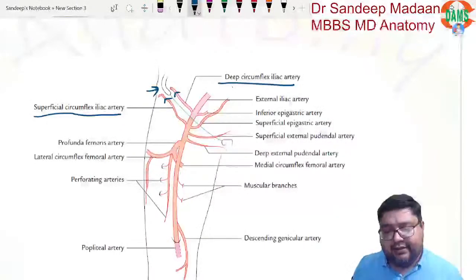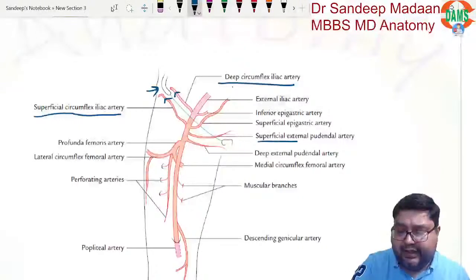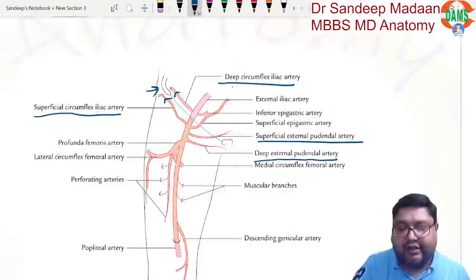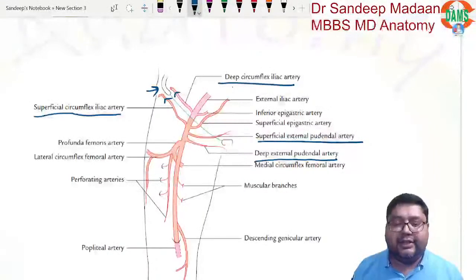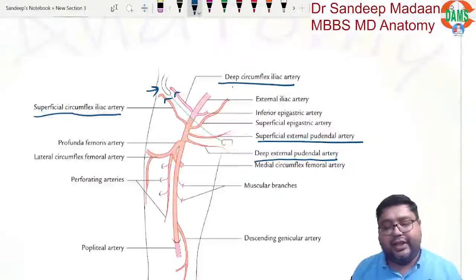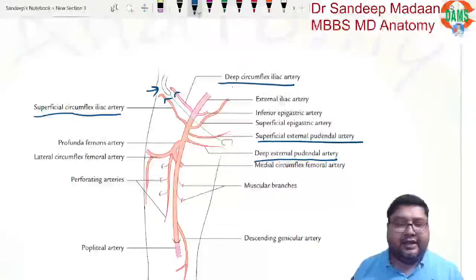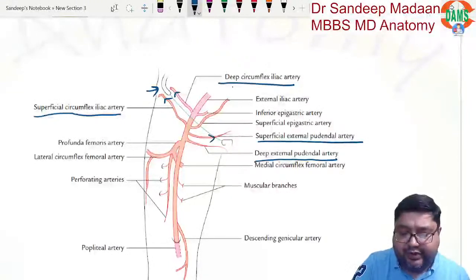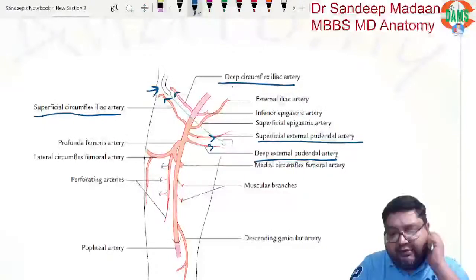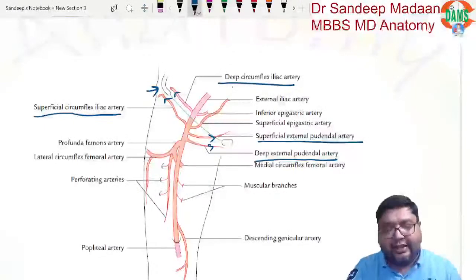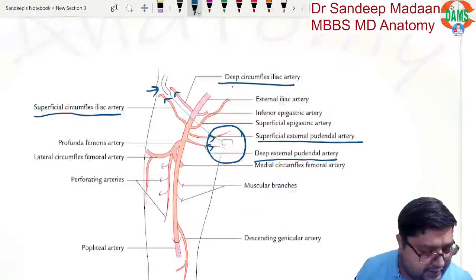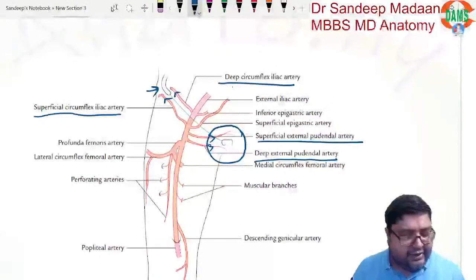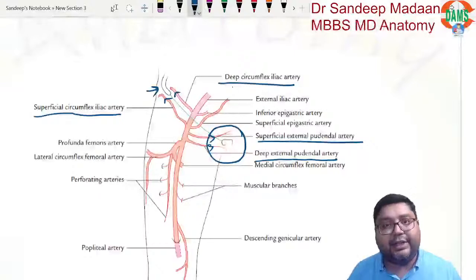Then we have superficial external pudendal and deep external pudendal. What is pudendum? Pudendum literally means shame, and it is used for the genitals. So for the genitals we have internal pudendal artery and external pudendal artery. For the external pudendal we have a superficial branch and a deep branch. They take care of the genitals from the external aspect, and both are branches of the femoral artery. And here I would like to ask this question: internal pudendal artery is a branch of.